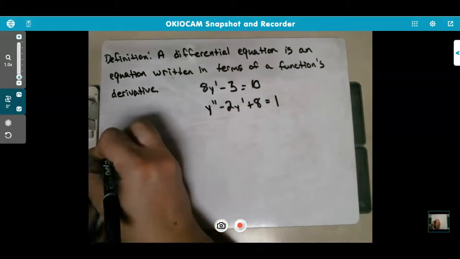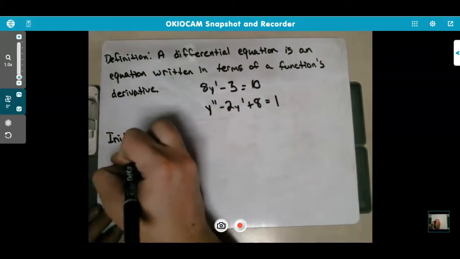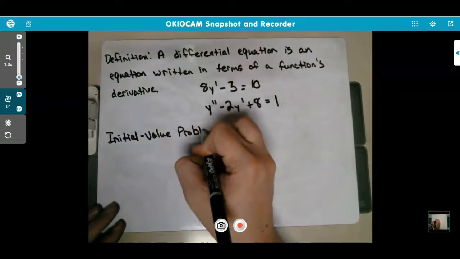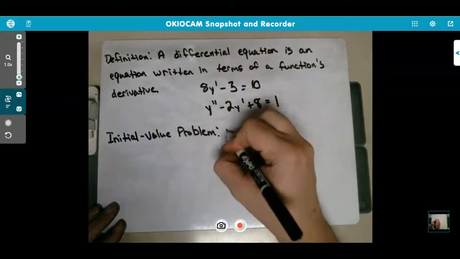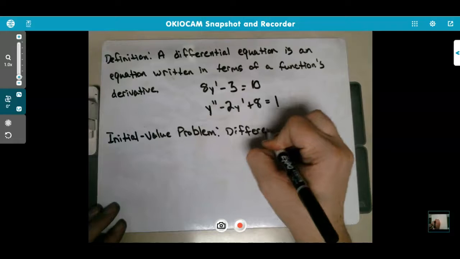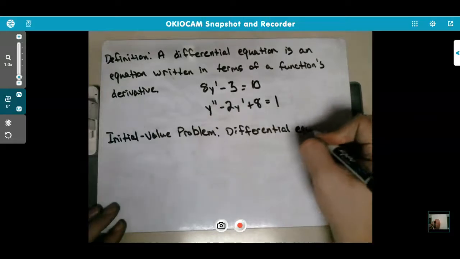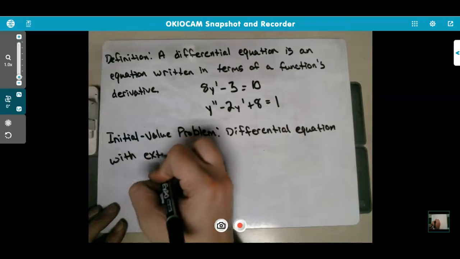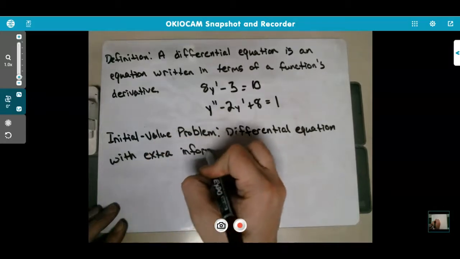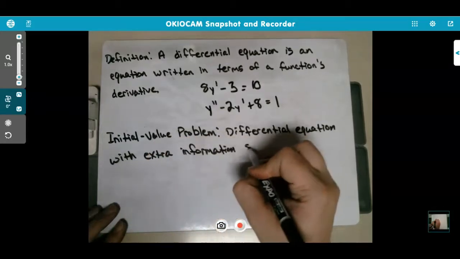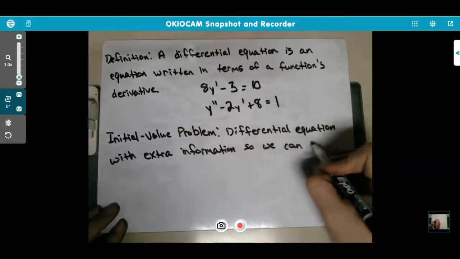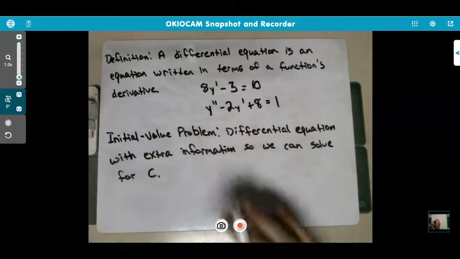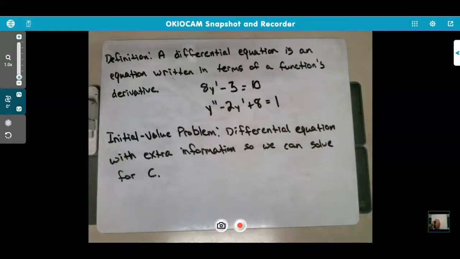There is a special type called an initial value problem. And what this is, it is a differential equation with extra information so we can solve for c. Remember, we always put a plus c. These help us solve for what c is.